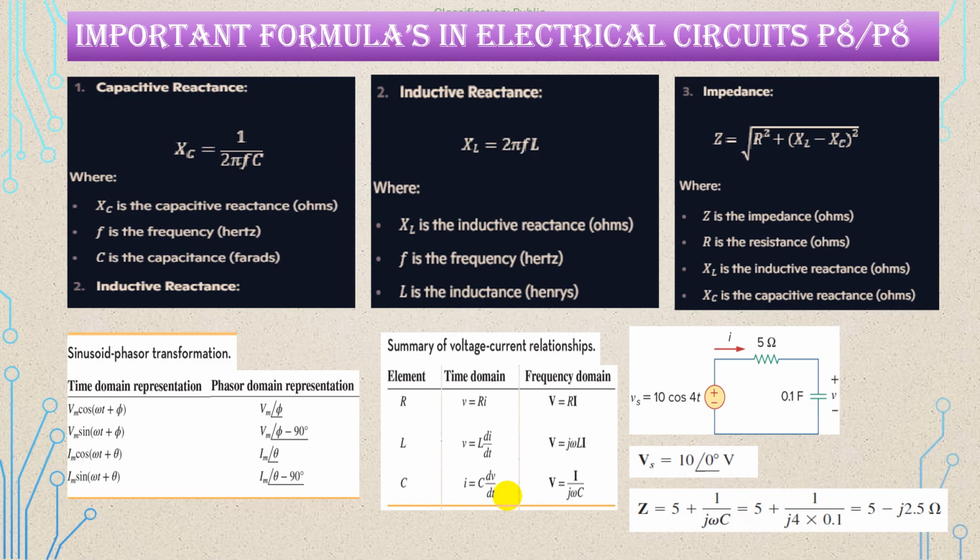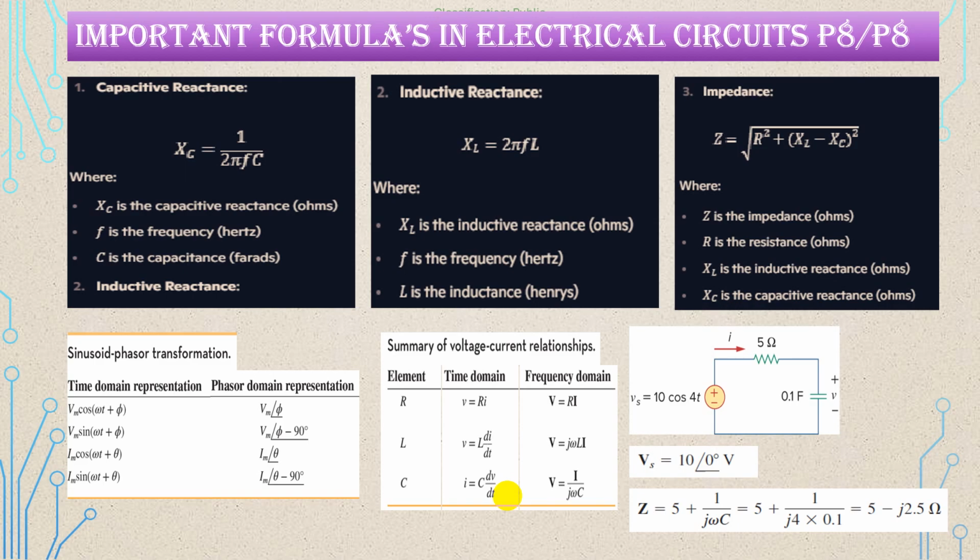Vs, Vm is 10 as it is. Is there an angle here? No, so 0. So 10 at an angle 0 degrees. First we got the phasor voltage source. Now resistance in the time domain and the phasor domain is the same, no changes. 5 ohms means 5 ohms only.